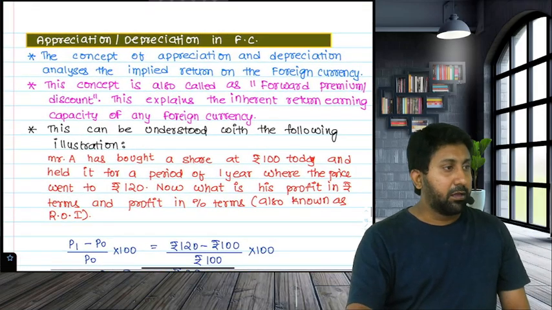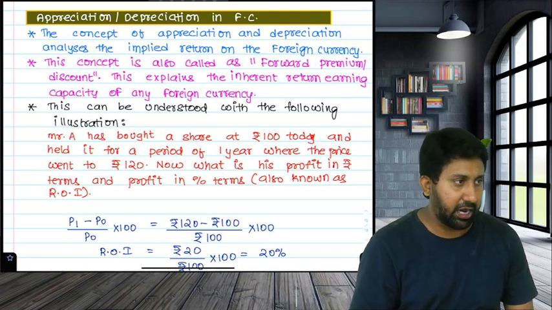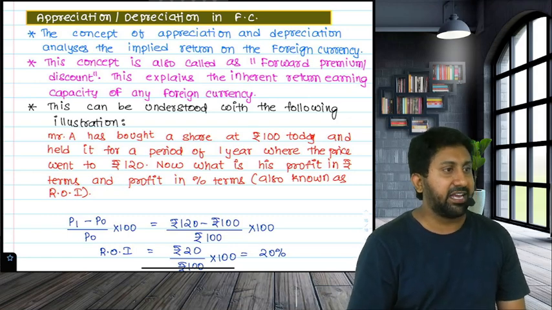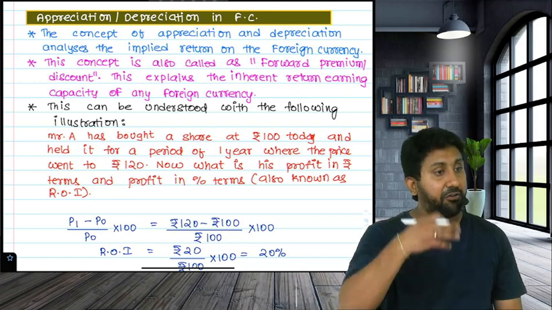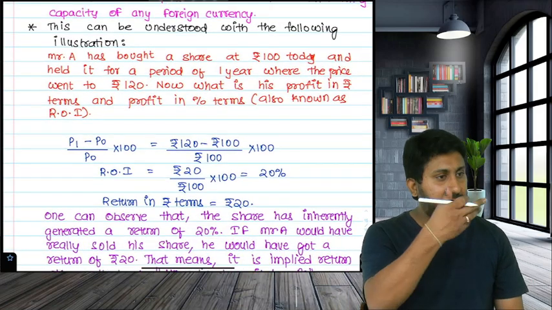Okay. The concept of appreciation and depreciation analyzes implied return on foreign currency. This concept is also called forward premium or discount. This explains the inherent return earning capacity of any foreign currency. This can be understood with the following illustration. Whatever I said, I have given in theory.